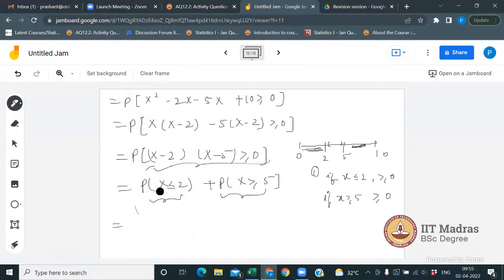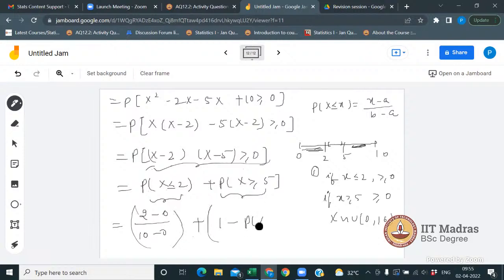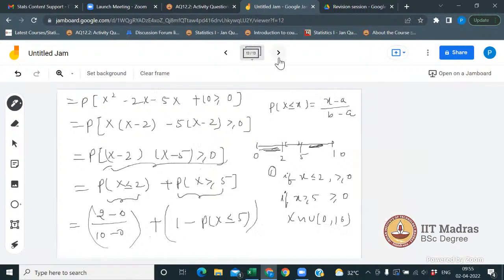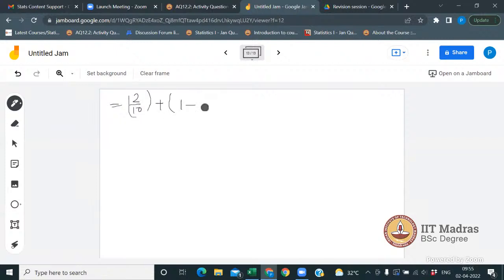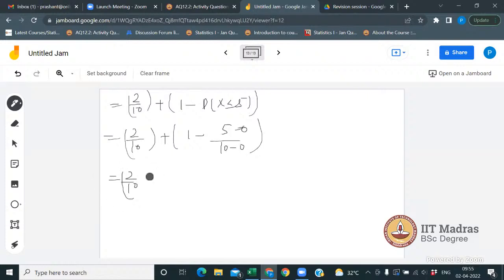Now, can you tell me what is the probability of x less or equal to x for a uniform distribution? It is x minus a upon b minus a. Okay, and here your x follows uniform 0, 10. So it will be 2 minus 0 divided by 10 minus 0. Yes, sir. Plus, can I write this as 1 minus probability x is less or equal to 5? Yes, sir. So the next quantity will be 2 by 10 plus 1 minus probability x less or equal to 5, which is 5 minus 0 upon 10 minus 0. It will be 2 by 10 plus 1 minus 5 by 10, means 2 by 10 plus 5 by 10, which is 7 by 10, 0.7. I think this is the correct one. Okay, sir. Thank you, sir. Got it? Yes, sir. Yes.